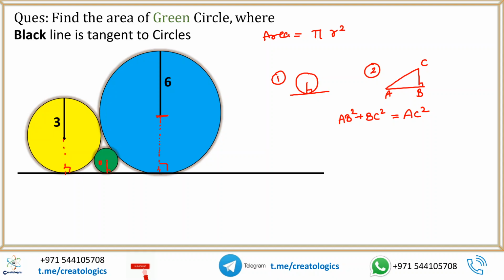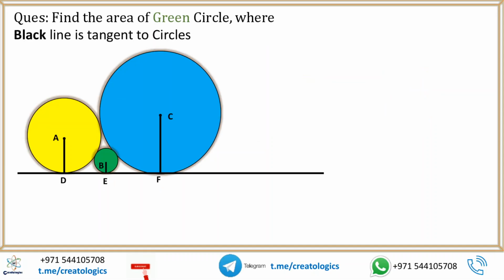Let's give some names to the centers of the circles. Let's say these are A, B, C, and these points of contact are D, E, and F. Okay, so here we are. Now the next step is, we will drop perpendiculars from the center of this smaller circle and we will use this 3 times. So be careful about the perpendiculars and using all the notations.